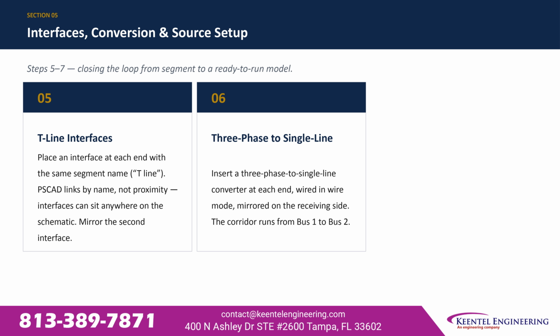Step 6. Convert 3-phase to single line. Insert a 3-phase to single line converter at each end, wire through in wire mode, mirror the receiving side unit. The corridor now runs from bus 1 to bus 2.